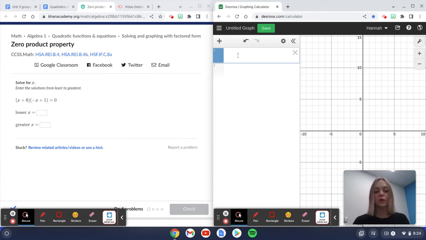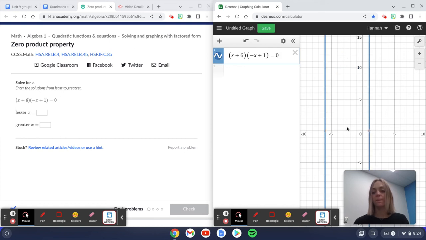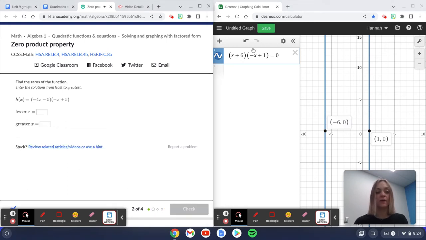This one here looks a little bit different because we have equals 0. So I'm going to go ahead and graph that equals 0. So I have 1 and I have -6. So again, my lesser x, my smaller x is -6. My bigger x is going to be 1.